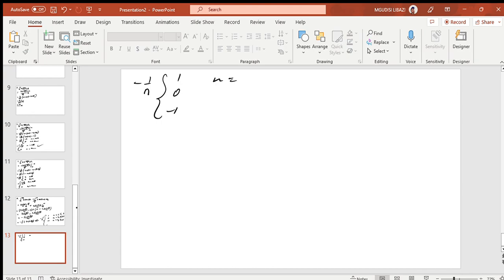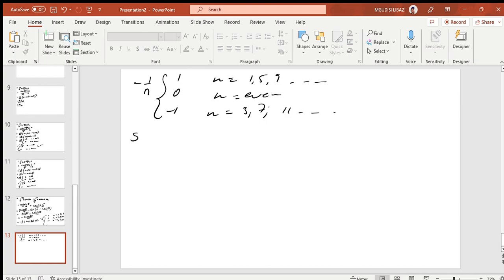So we get 1 when n is equal to 1, 5, 9, etc., and we get negative 1 when we substitute n is 3, 7, and 11, etc. So here obviously we get 0 when n is an even number, always. So that is our solution there.